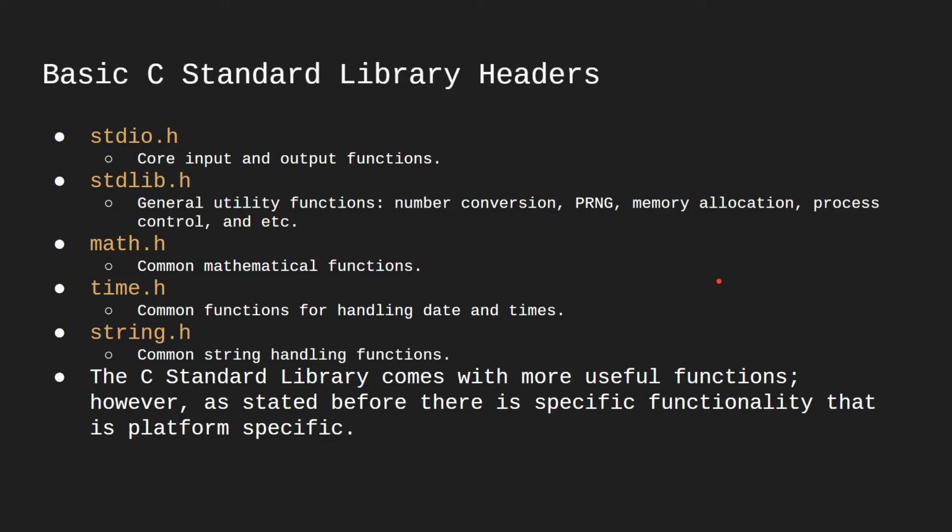Here are some basic C standard library headers. We've been using this one a lot, stdio. This is just core input and output functions. There's a lot of them. It's one of the biggest files. stdlib has a lot of general utility functions: number conversions, pseudo random number generation, memory allocation, process control, and a lot more. math is just common mathematical functions. time.h is common functions for handling dates and times. string.h is common string handling functions, and there's a huge amount of these in general.